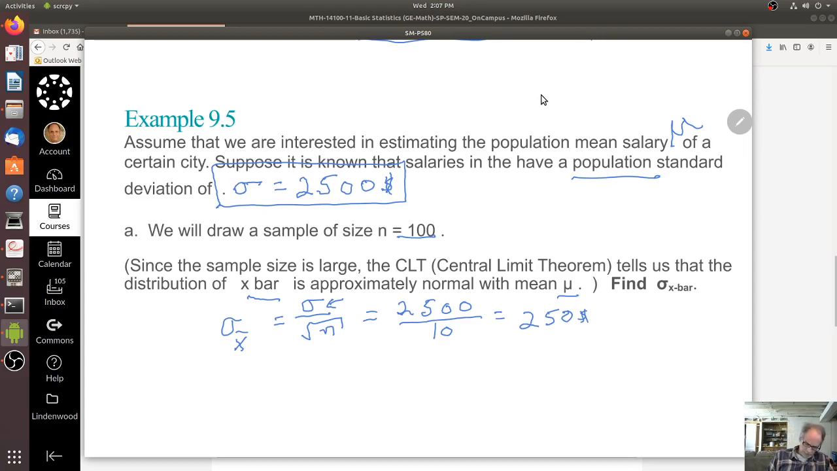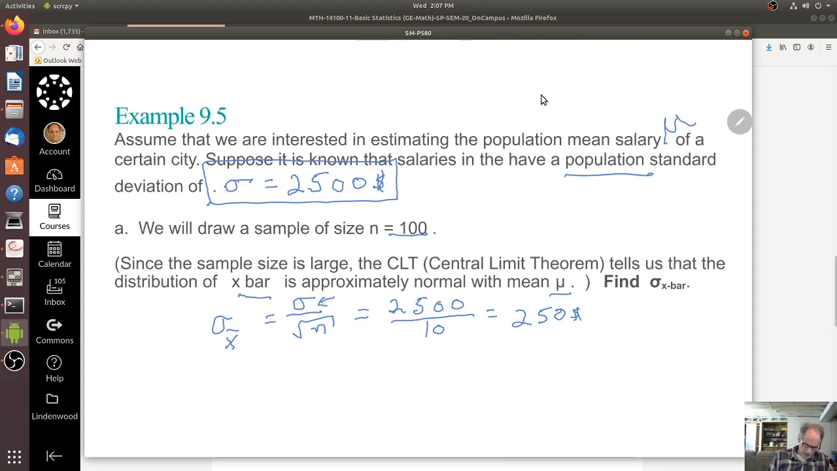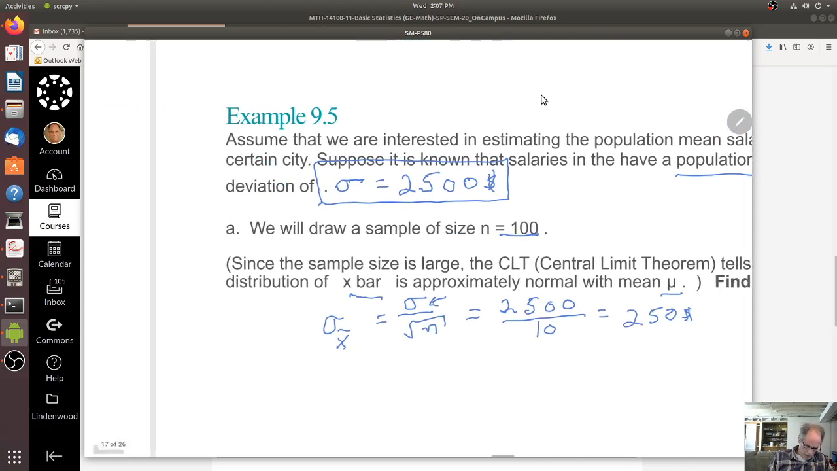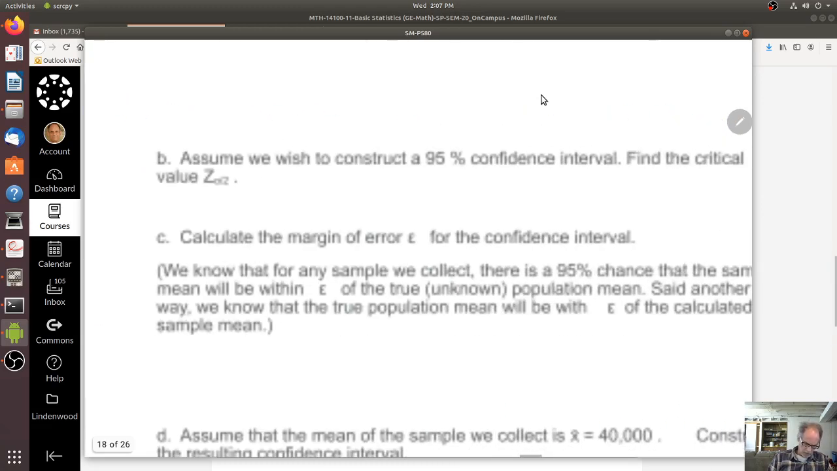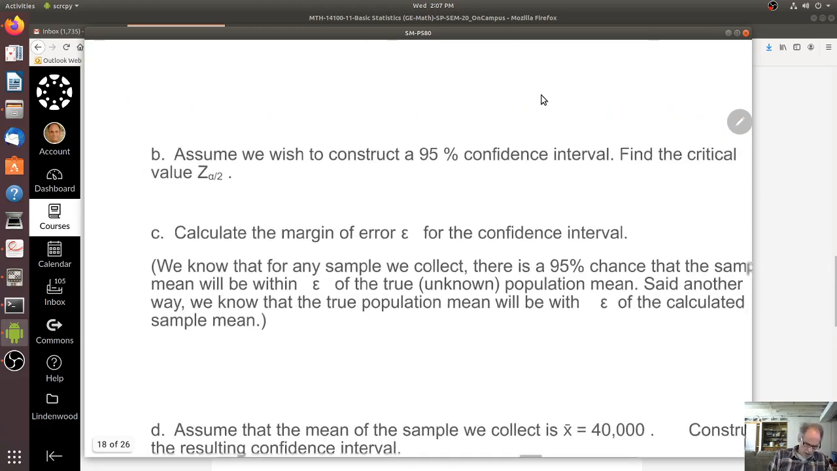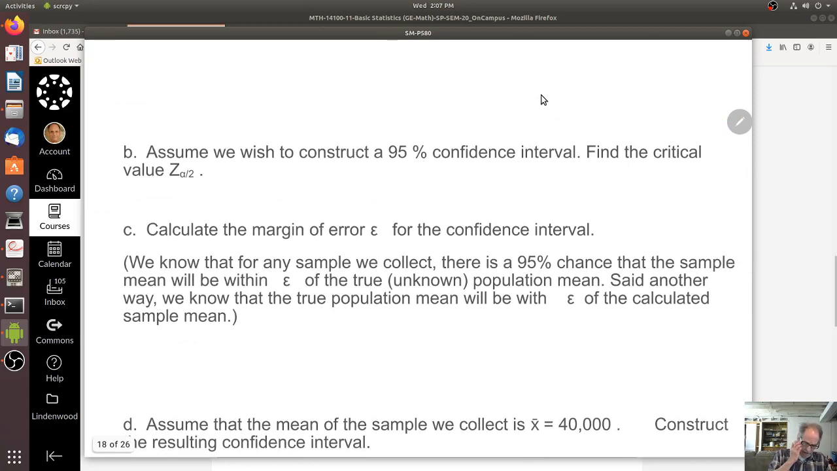Okay, so I found sigma x bar. Now what am I going to do? Here's part B. Assume we wish to construct a 95% confidence interval. Find the critical value of Z. I believe that is 1.96. Once again, I don't have that table in front of me, so we're just going to go with it.